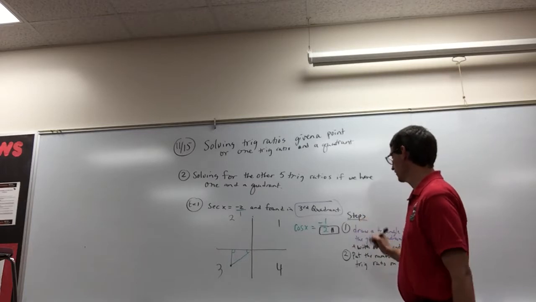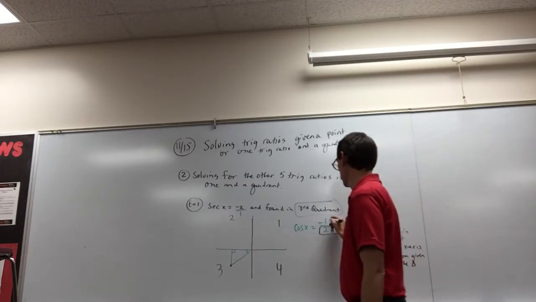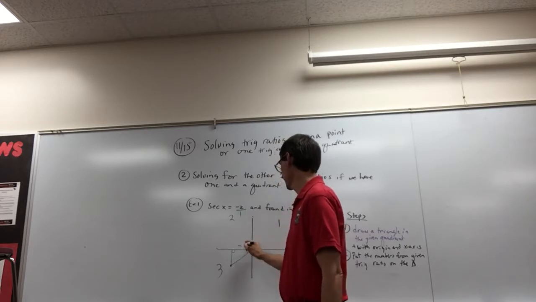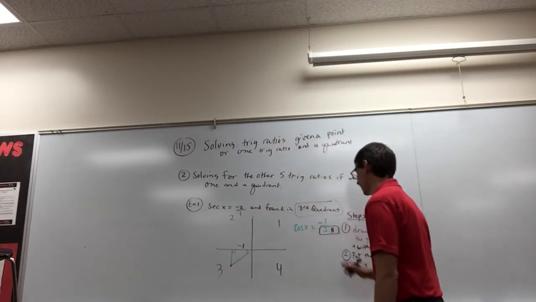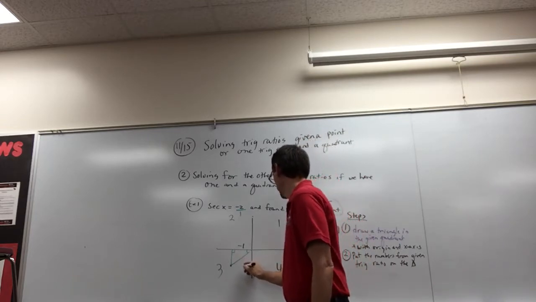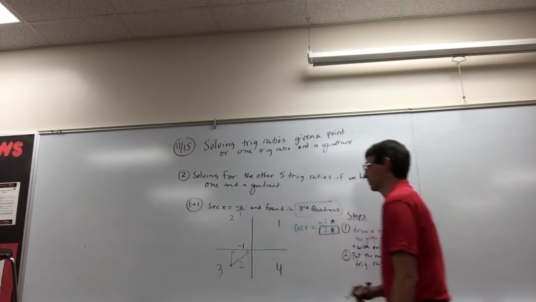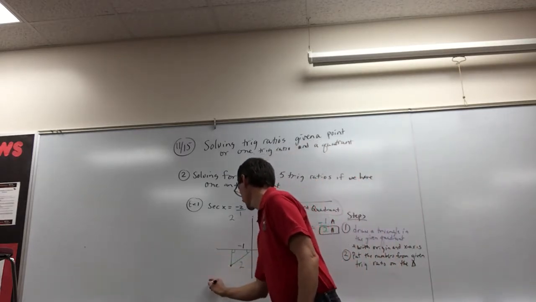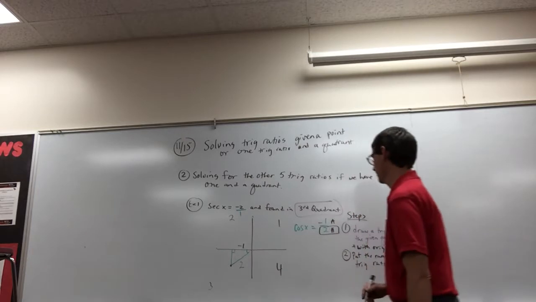So after I do this, then I'm going to put those two numbers around it. Adjacent would be in between the angle and the right angle. That's where the -1 goes. And the 2 is the hypotenuse, and so that goes on the longest side or across from the right angle. And now I have to find the missing side.